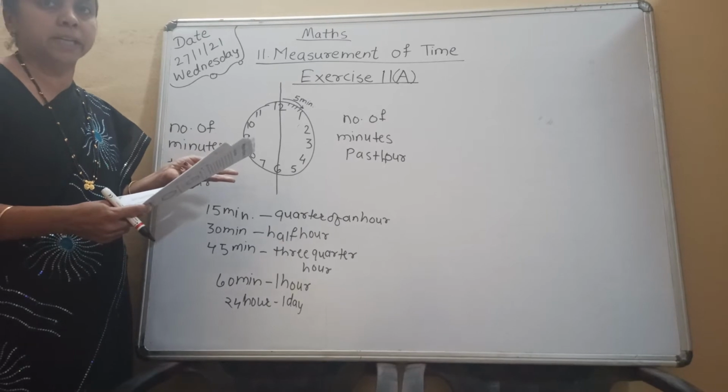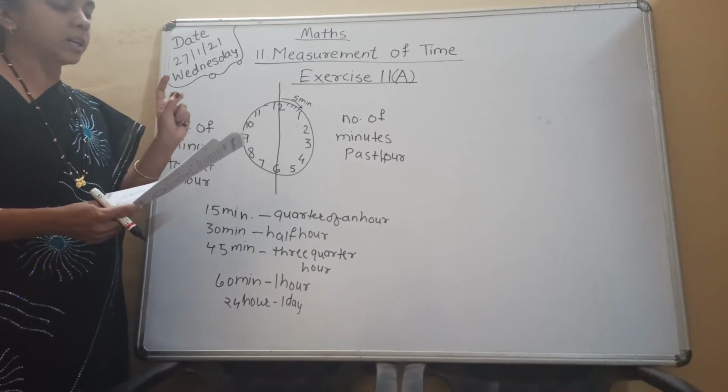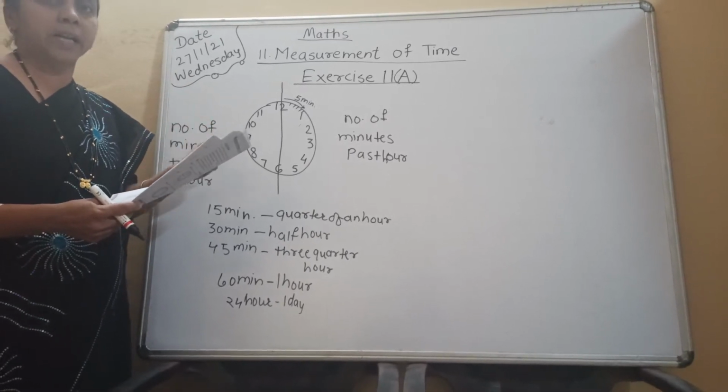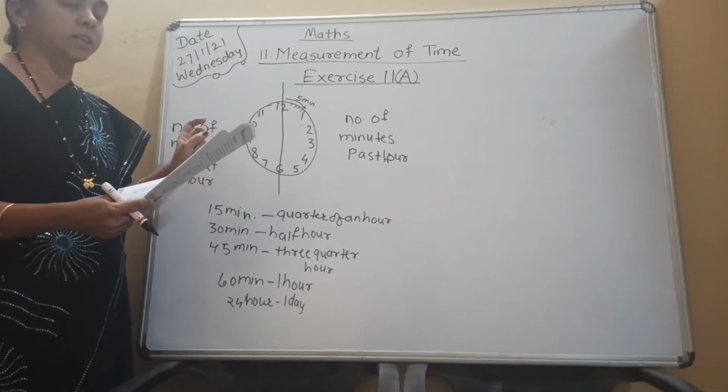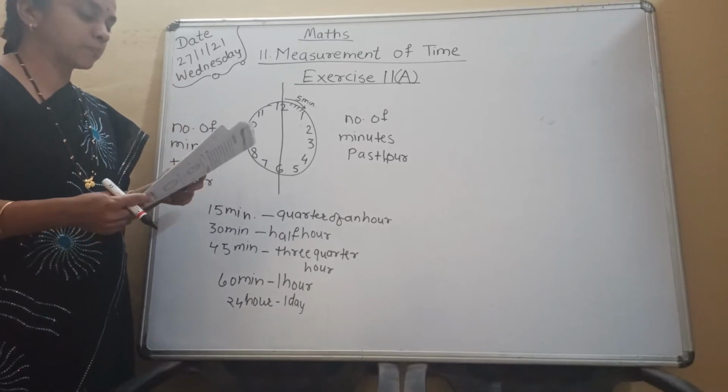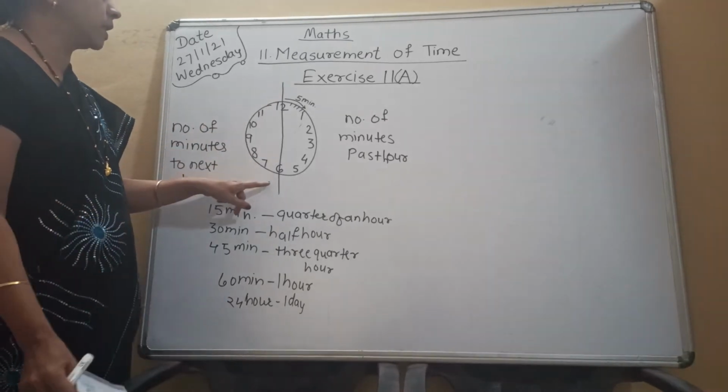How many hours are in a day? 24 hours. 12 hours, that is our daytime. 12 hours, that is our evening and night time. Okay, now see what is given here.